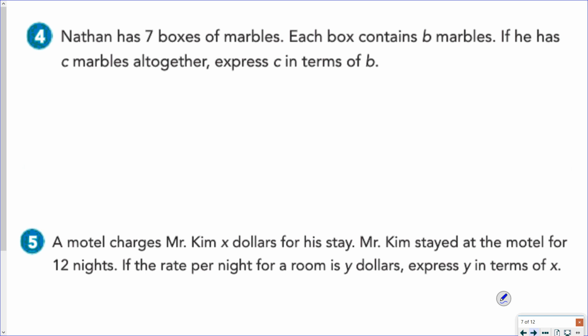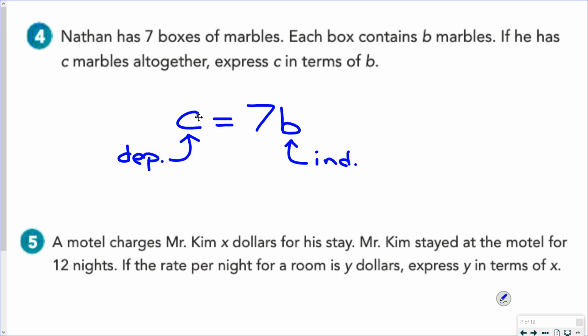Nathan has 7 boxes of marbles. Each box contains B marbles. If he has C marbles altogether, express C in terms of B. So C in terms of B means it would be C equals. If he has 7 boxes and each box contains B marbles, we would multiply those together. So C equals 7B. B is our independent variable. C is our dependent variable.